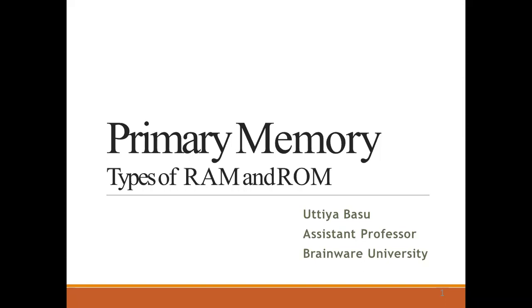So today we will learn about the primary memory. Now we all know that there are two main parts of the primary memory. One is RAM, meaning random access memory, and the other is read-only memory, popularly known as ROM. So we will learn about RAM and ROM, their types, and some of their functions. So let's proceed.